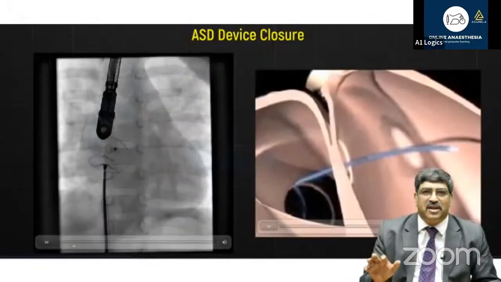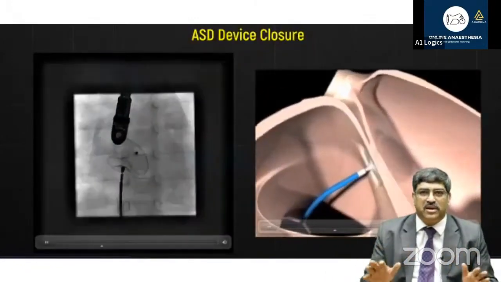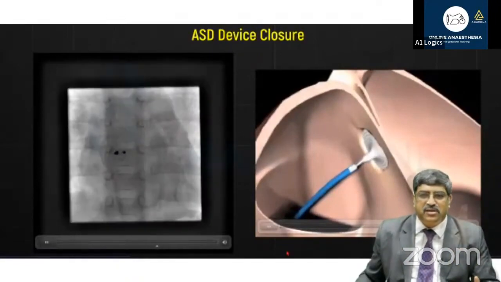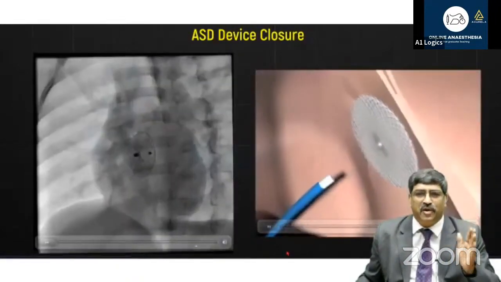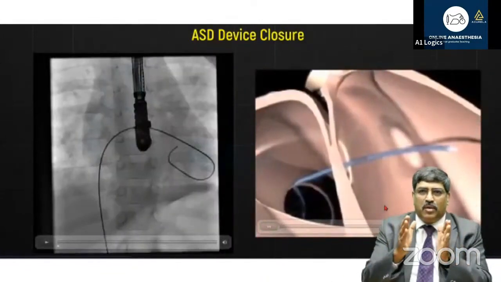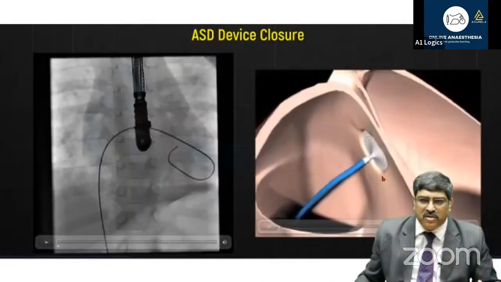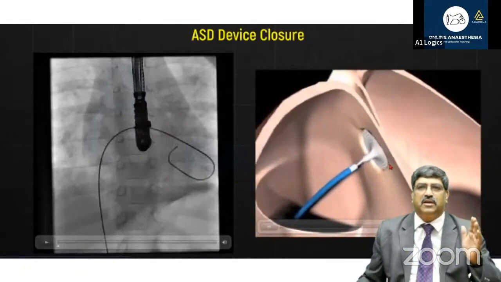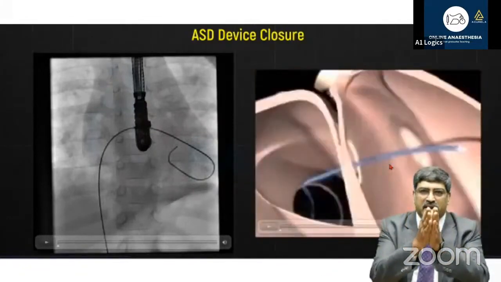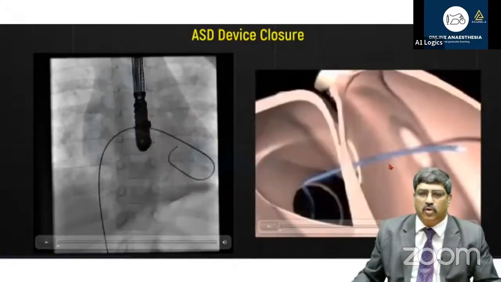Whenever ASD is there, you should not always think of surgery. Nowadays, for ostium secundum ASD, a lot of people are going for device closure. This is the double umbrella device which is used for device closure of ASD. You can see the two umbrella device. One will be inflated on the side of the right atrium, the other one will be inflated on the side of the left atrium. Both sides of the septum where the ASD is will be closed.